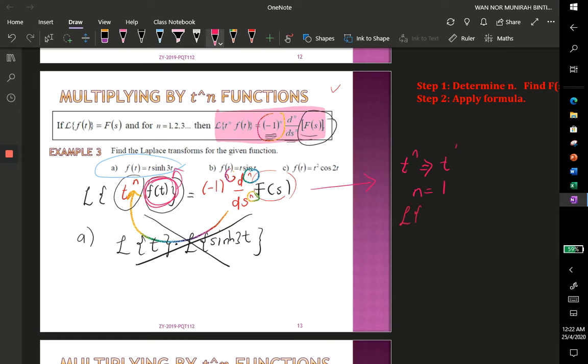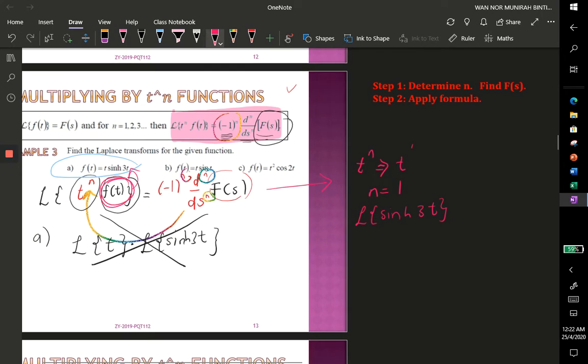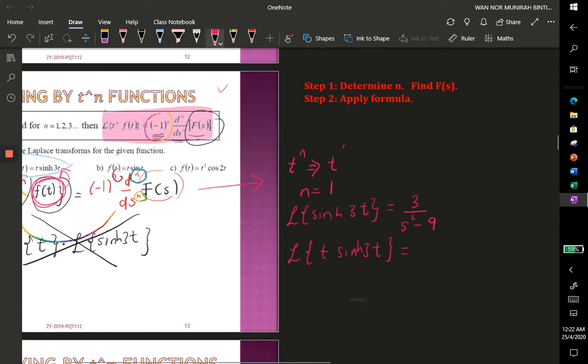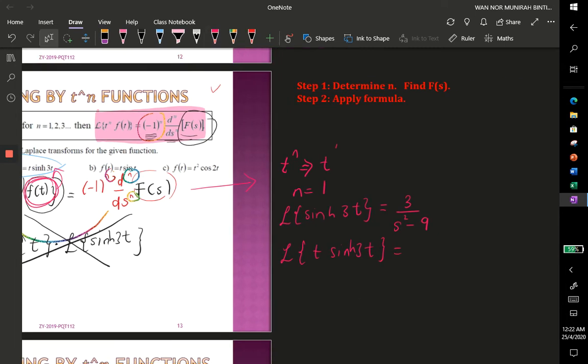Laplace of sinh 3t equals 3 over s squared minus 9. This one you need to refer to your table of Laplace transforms. Please master your table. So this is sinh 3t. But our question is Laplace of t sinh 3t. So the formula, by the property, is (-1)^n with n equals 1.